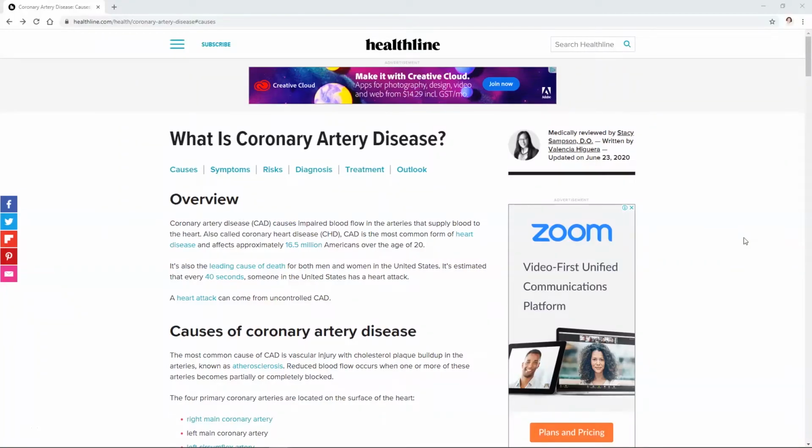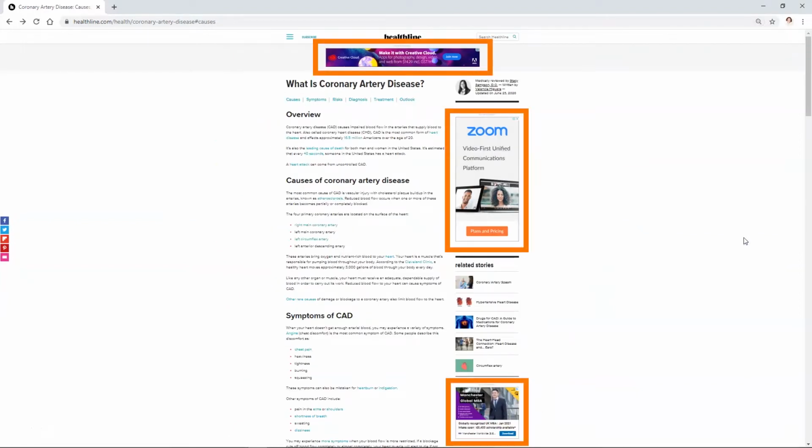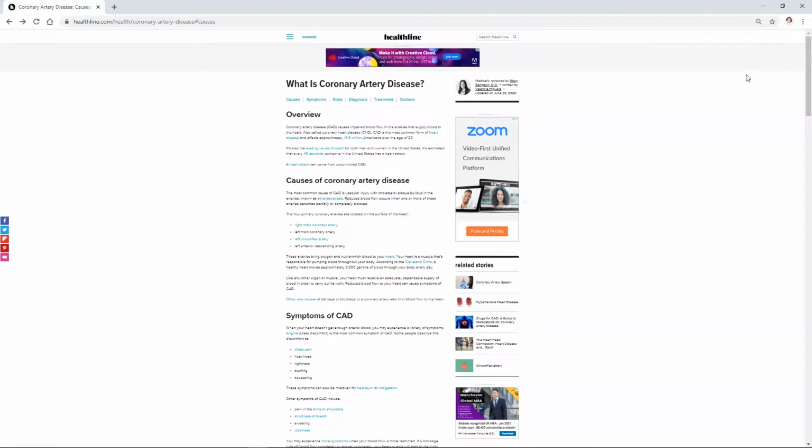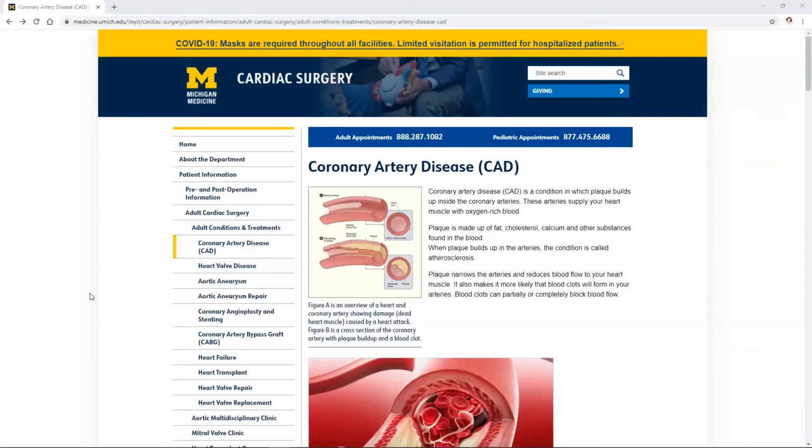Also think about why someone has decided to collect and publish this information, and look at the type of language used. The Healthline page has a lot of advertisements, and the language on their About page is more emotional than what you would see in, for example, your textbook.